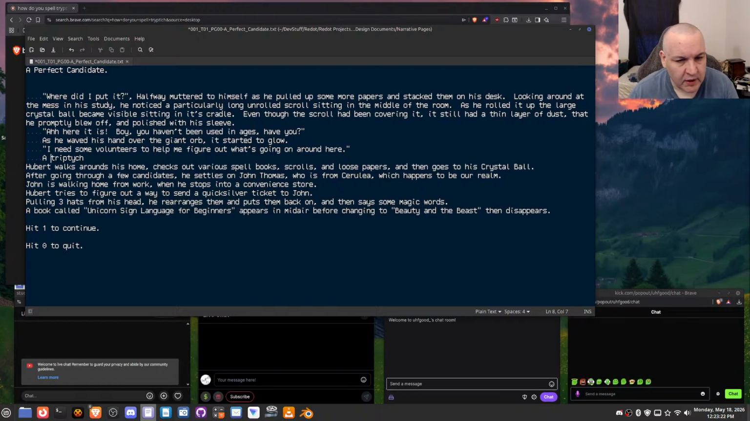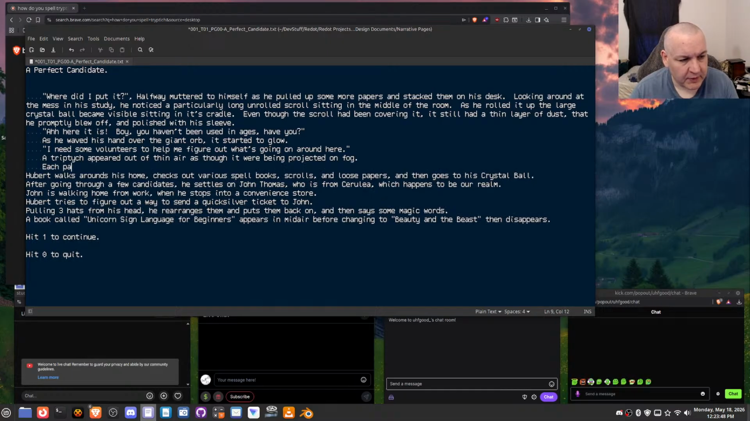A glowing triptych, out of thin air. So it were being projected on fog. Each panel had a different person, presumably. Each panel seemed to have a different person on it.